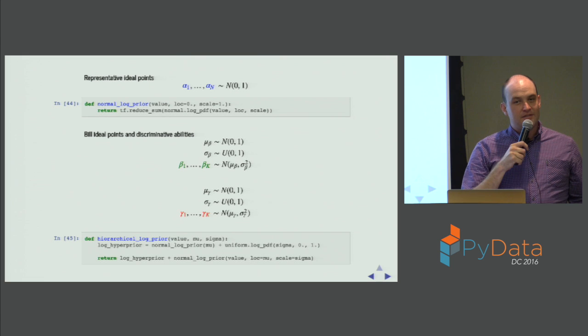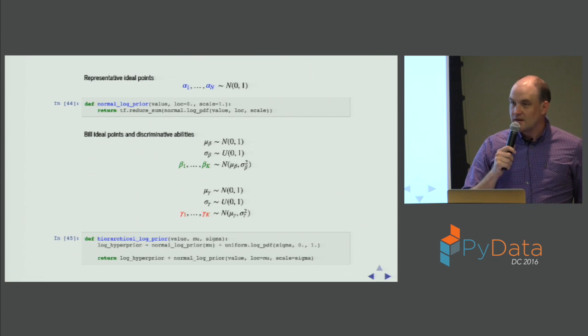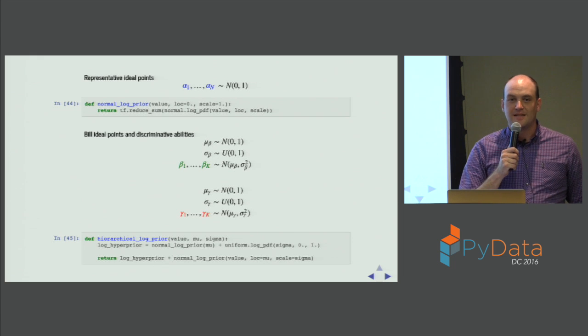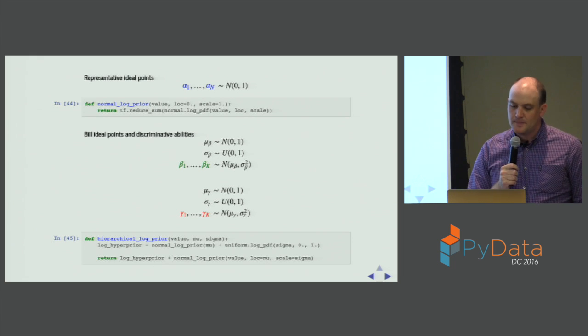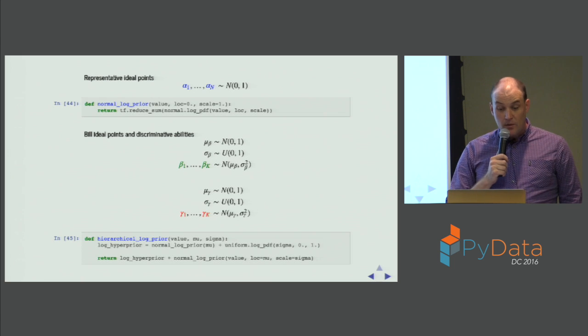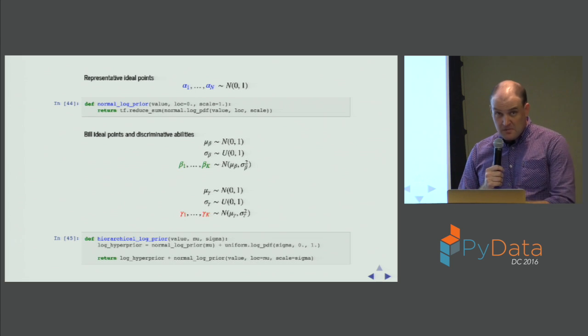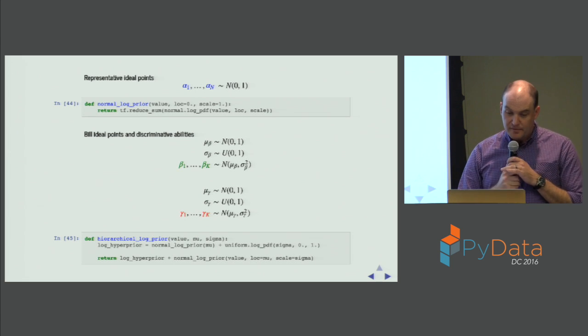Why doesn't alpha have a hierarchical system? Technical model identification reasons. There's a paper I put in the references you can read that's what you need to do to identify this model. And this is how we implement that. We just have a log normal prior on mu, a uniform prior on sigma, and then we evaluate the prior just as before.